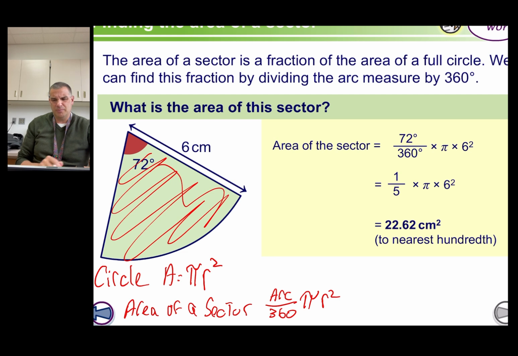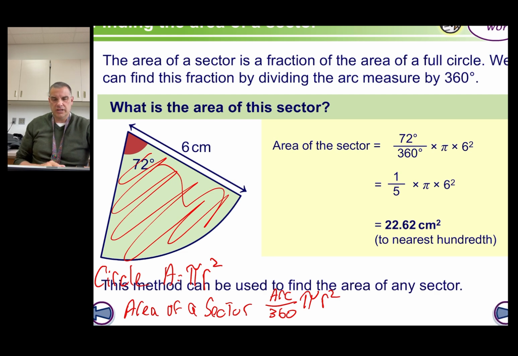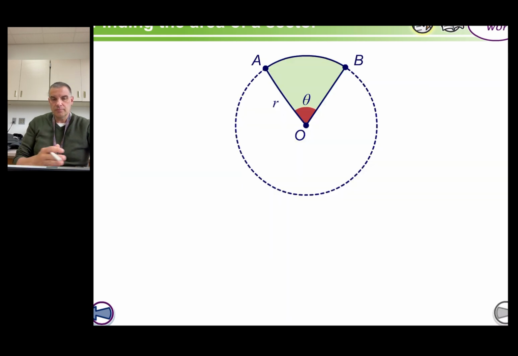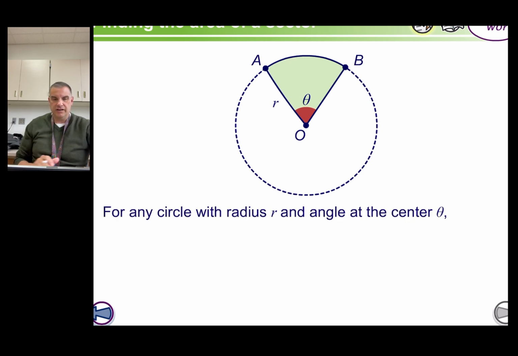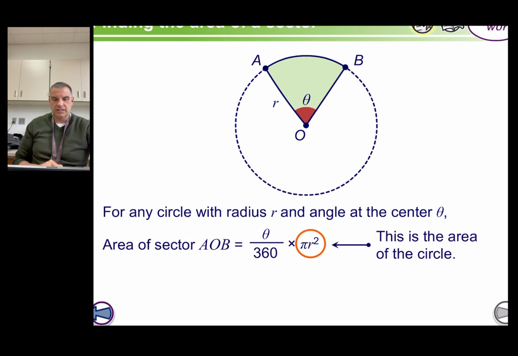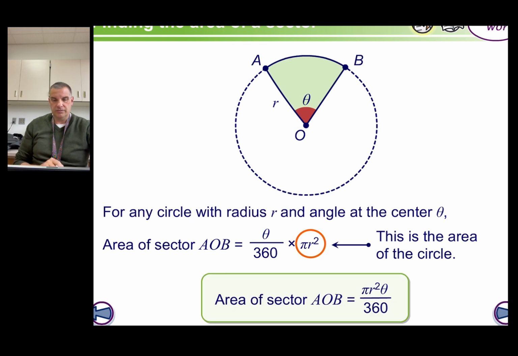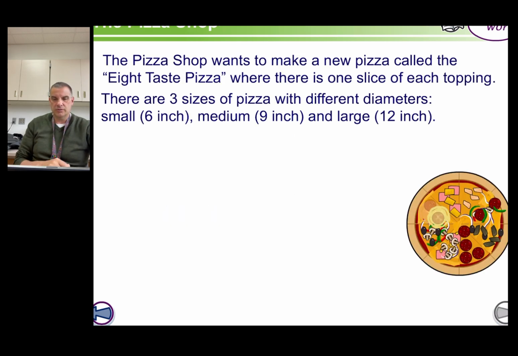It's kind of the area of the pizza type of situation. So here's a basic of how you find the area of a sector. For any circle with radius r and this center, the area of a sector is theta, the central angle or the measure of the arc, divided by 360 times pi r squared. That's how you're going to do this. This is just another way to write it. So let's look at this pizza example.